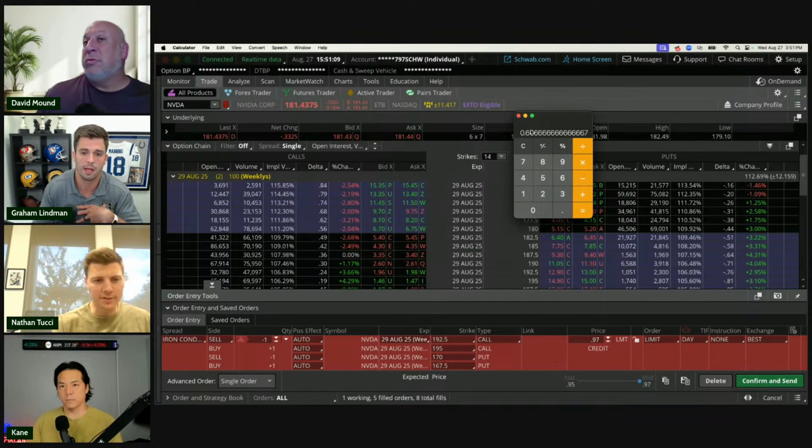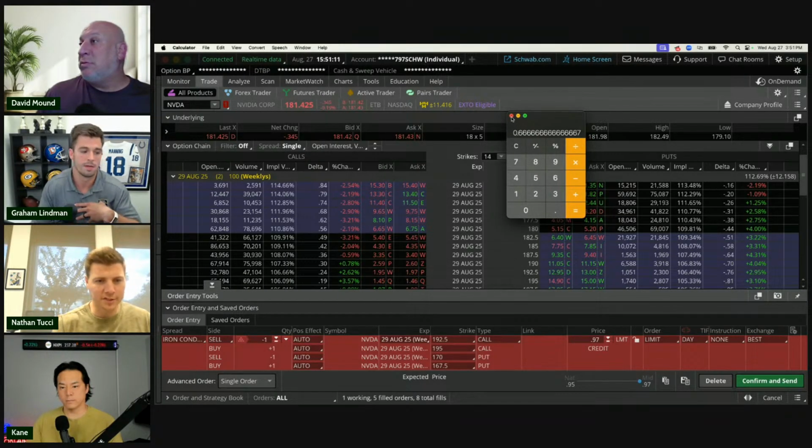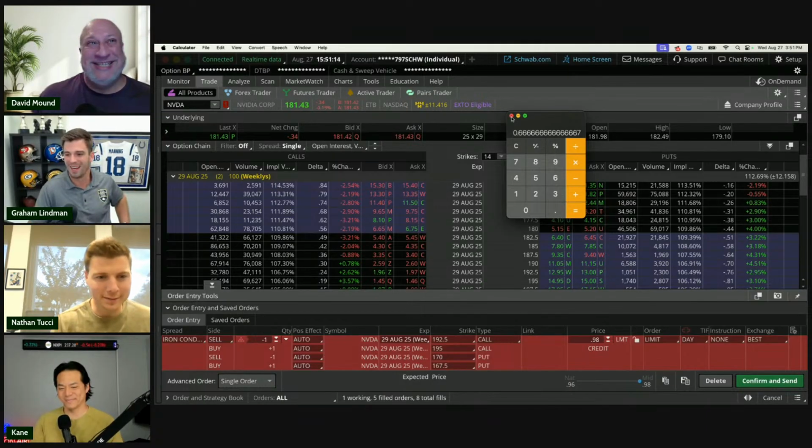Graham, don't you know you're not supposed to tell people the risk when you're doing an income play? You're supposed to just pretend like it's magical income that hits your account no matter what.